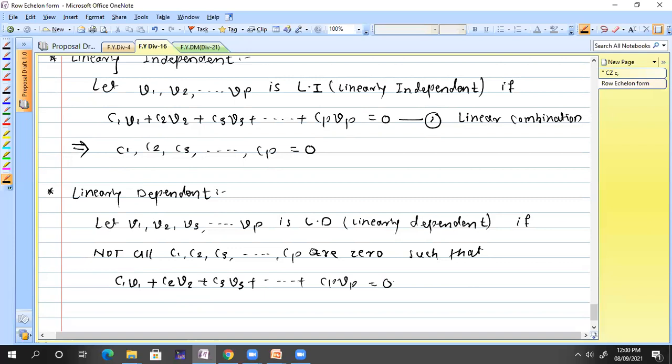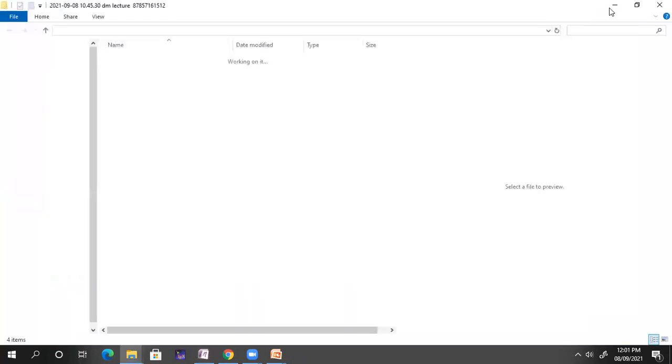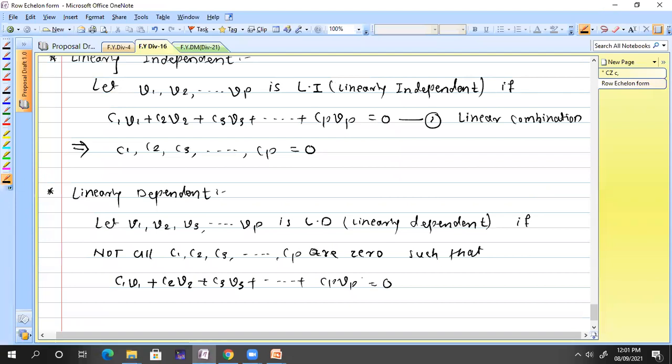Not all 0 means what? Some can be zero, and some need not be zero. Okay, not all 0. Someone is saying it can be 0 and it can be non-zero. Okay. Any other one? What is meant by not all 0? Sir, if all of them become zero, then it will be independent. So that's why, what is meant by not all 0? Some vectors might be 0.